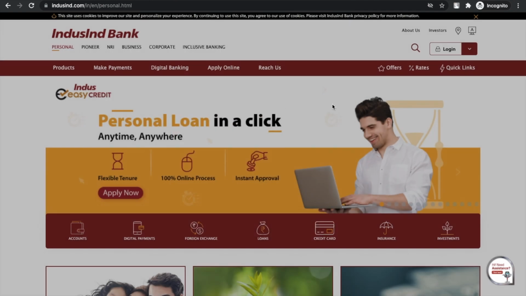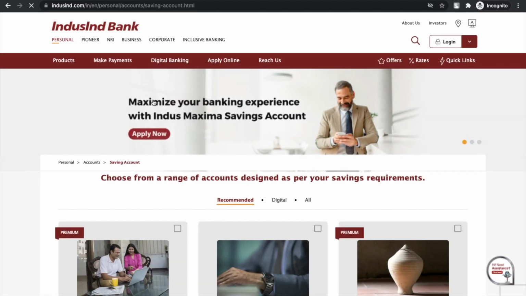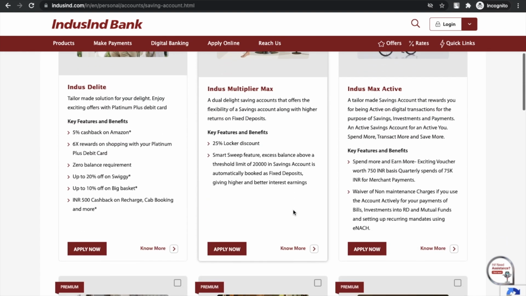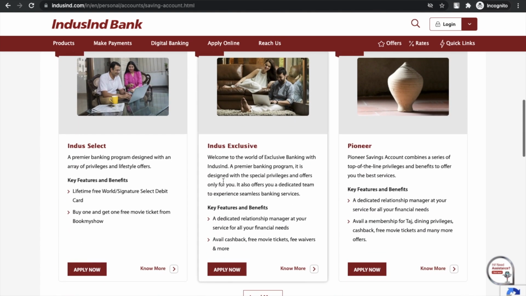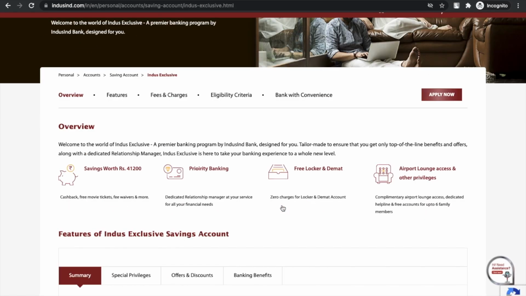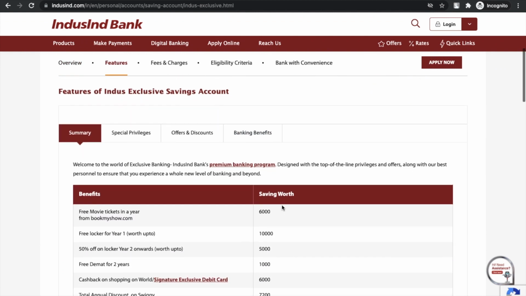Now, there are two ways to get your hands on this card. First is that you open an exclusive savings account with IndusInd Bank, wherein there's a minimum balance requirement of 1 lakh or 2 lakh rupees depending on your location, and you'll get this card free of cost. Else, you can open a normal savings bank account and get this card for around 1200 or 1300, I guess. You'll have to check on that. I have personally opened an exclusive savings account and opted for the Visa variant of the card.